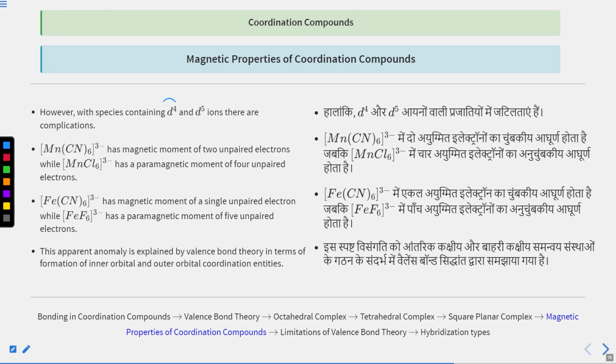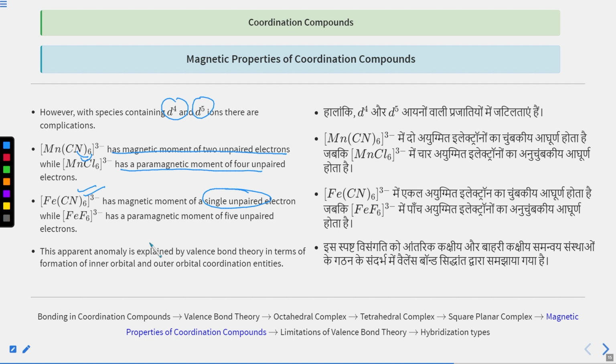But in the case of D4 and D5, there are complications. Suppose MnCN6 whole 3 minus has a magnetic moment of 2 unpaired electrons. But if CN is replaced by Cl, we have 4 unpaired electrons. It means the pairing has taken place from CN to Cl. Clear? Now, similarly, FeCN6 whole 3 minus has a magnetic moment of a single unpaired electron, so one unpaired electron is present. But in case of FeF6 3 minus, if you just change the ligand from CN to F, it has a paramagnetic moment of 5 unpaired electrons. Clear? So these are the complications.